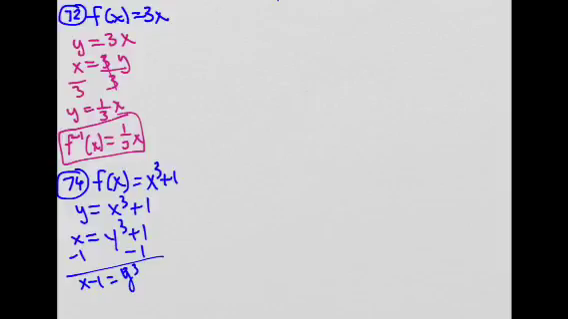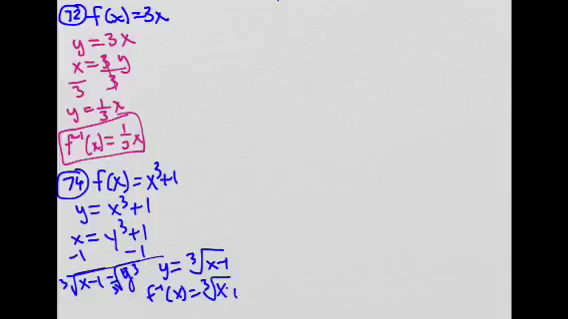And since you want y by itself, you're going to take the cube root of each side. So then you have y equals cube root of x minus 1, which is the same thing as f inverse of x equals cube root of x minus 1.